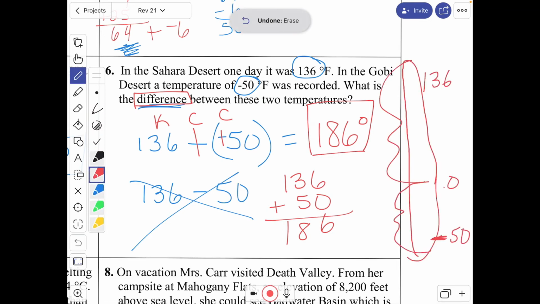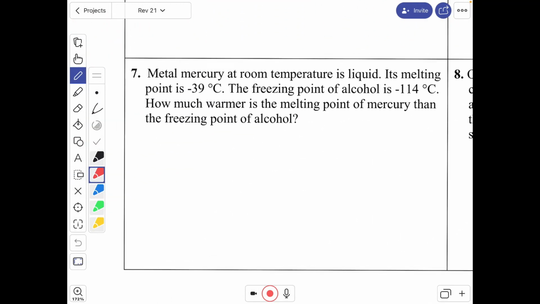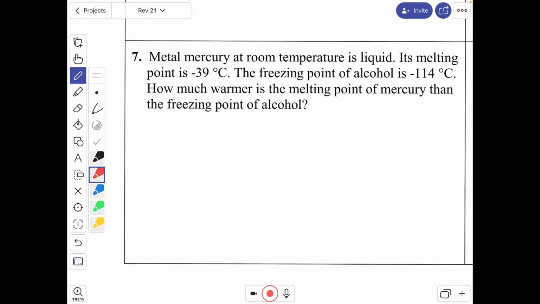Number 7. Metal mercury at room temperature is liquid. Its melting point is negative 39 degrees Celsius. The freezing point of alcohol is negative 115 degrees Celsius. How much warmer is the melting point of mercury than the freezing point of alcohol?